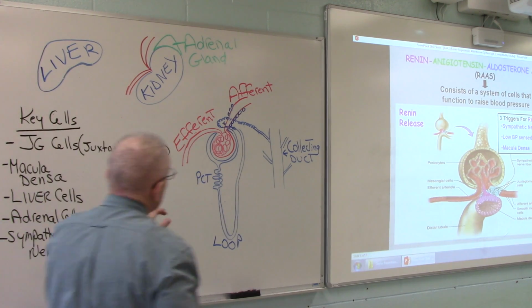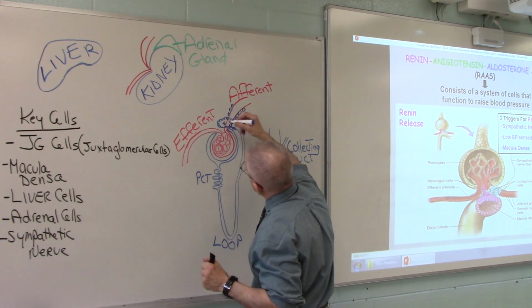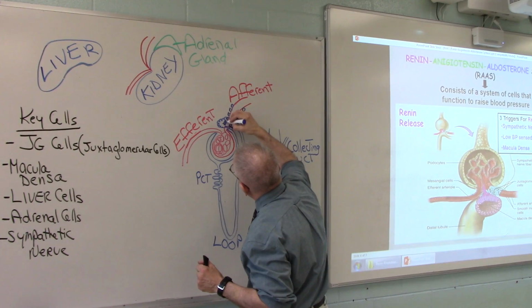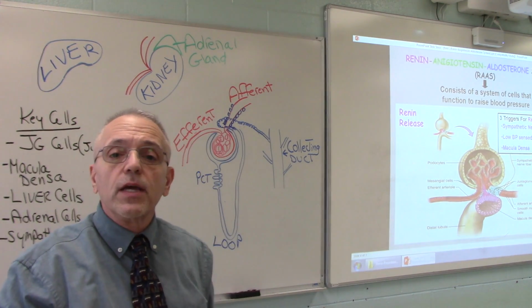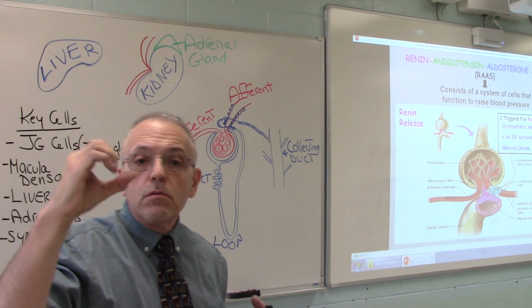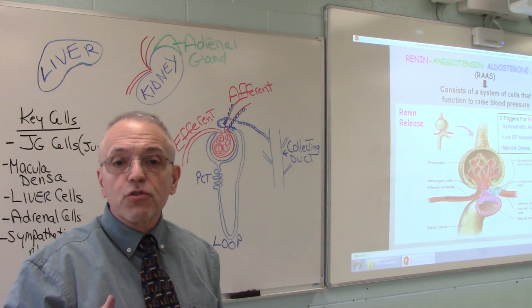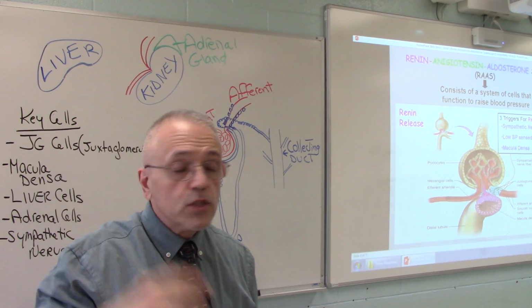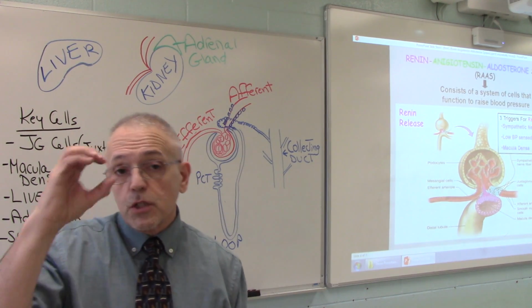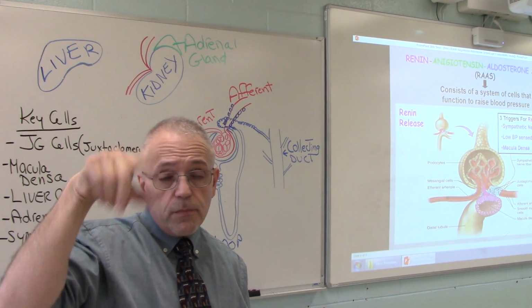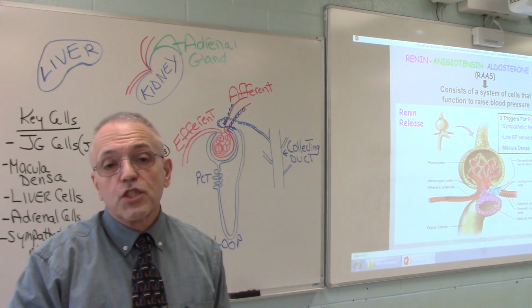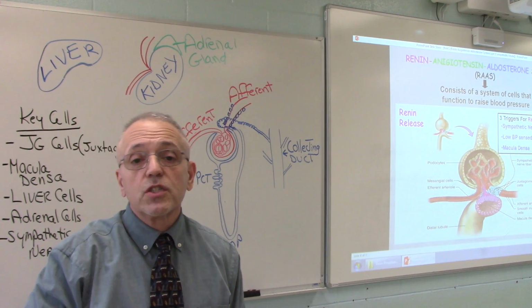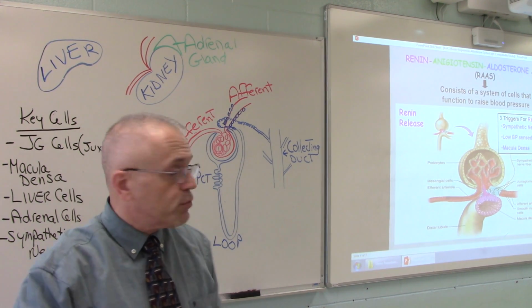And these JG cells, as I said, are specialized smooth muscle cells. Since they're smooth muscle, when they're activated, they will contract. And when they contract, they will cause vasoconstriction, so the afferent arterial vessel size will get smaller, and that will increase resistance and increase blood pressure.